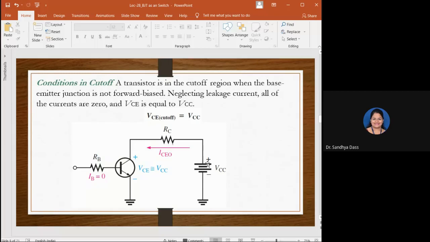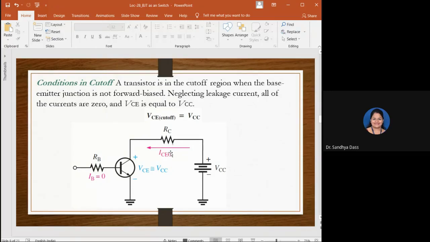There are important points to note here. In cutoff, both the junctions are reverse biased. Observe this typical circuit where the base is hanging. There is no input at the base, so the base current will be zero. And observe there is some leakage current.